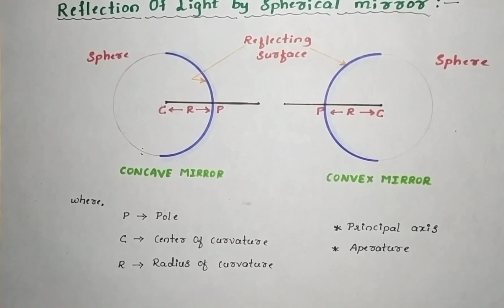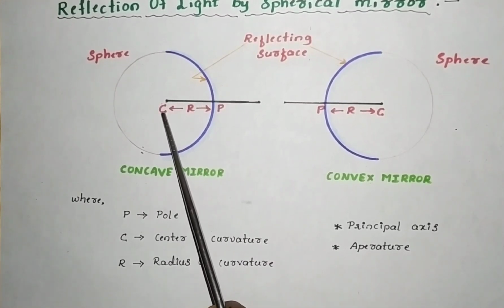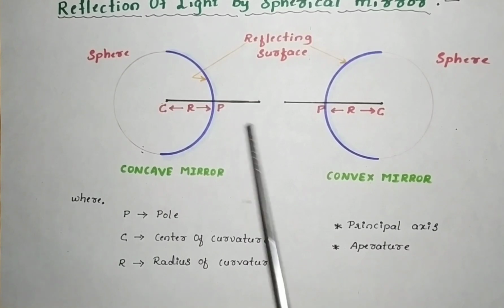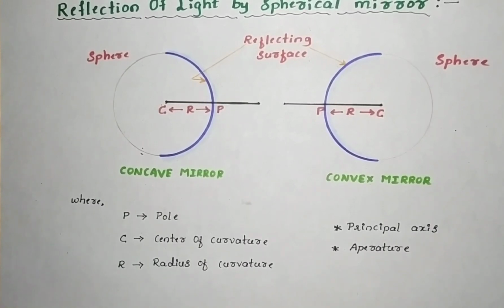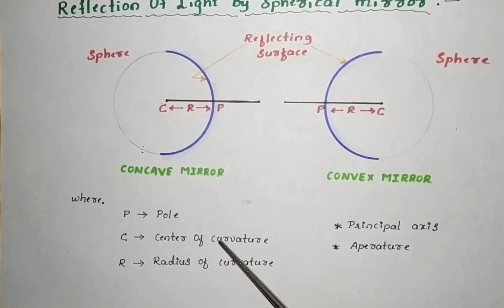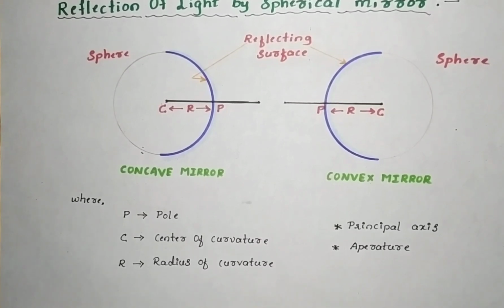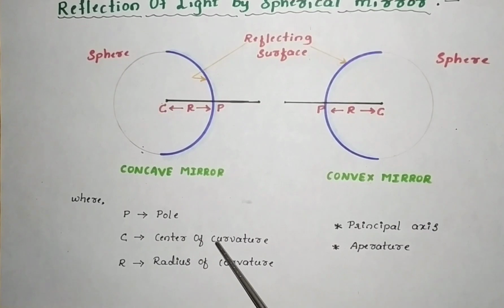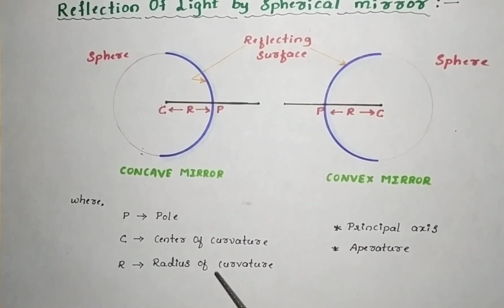Then you can observe the same diagram. Here I have written C indicates center of curvature, R indicates radius of curvature and P indicates pole. So these are the very important basic points related to spherical mirrors: pole, center of curvature, radius of curvature. Pole is denoted by P, center of curvature is denoted by C and radius of curvature is denoted by R.